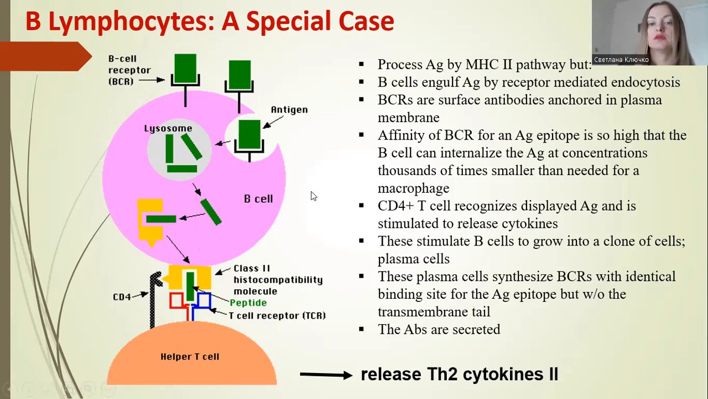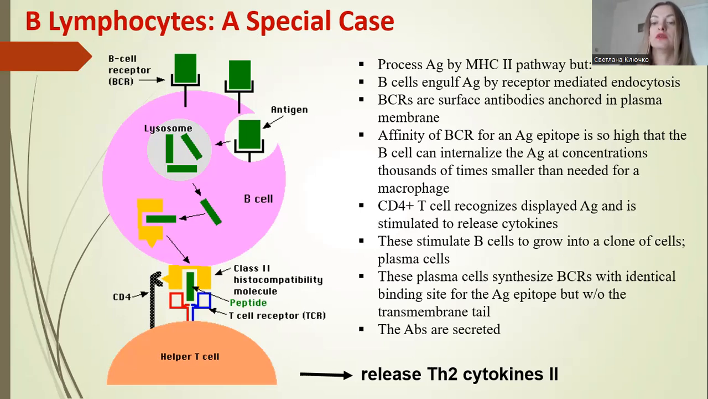B cell receptors are surface antibodies encoded in the plasma membrane. The affinity of the B cell receptor for an antigen epitope is so high that the B cell can internalize the antigen at concentrations thousands of times smaller than needed for a macrophage.